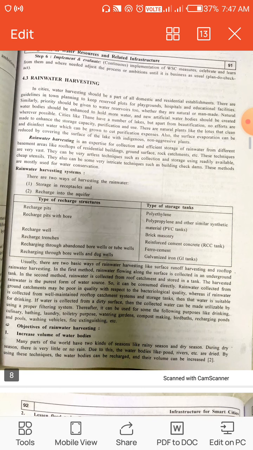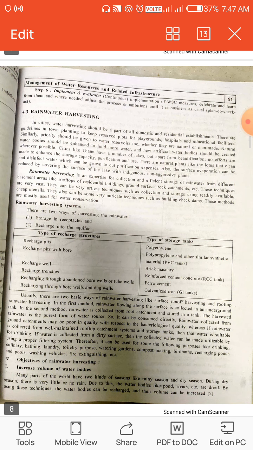Now next is rainwater harvesting. So in rainwater harvesting, all of you know about the rainwater harvesting. So here in rainwater harvesting, we save the rainwater in a water tank.